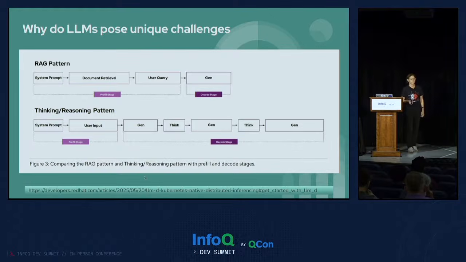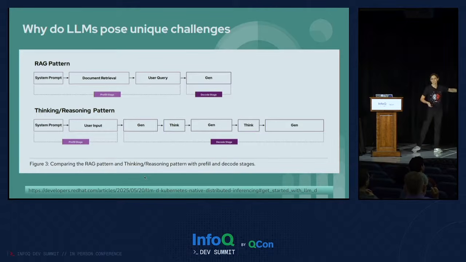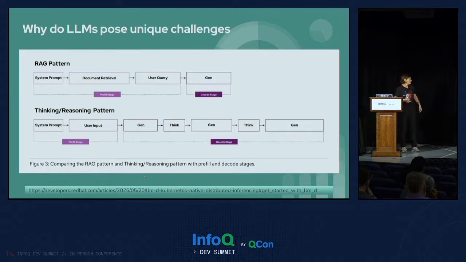Here are some patterns of AI applications. The RAG pattern that I showed you before, where you're importing documents, and this thinking and reasoning pattern. If you can see the purple, I stole these diagrams from a blog that I've put below. It's a Red Hat blog on LLM-d. So just so you know, after the talk, you can go get them.